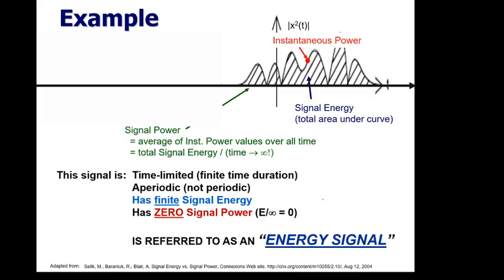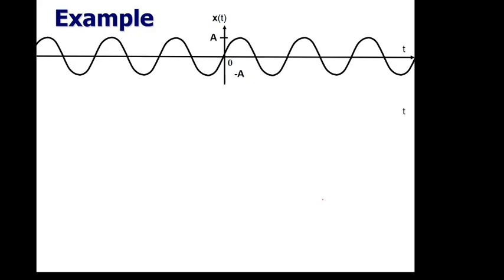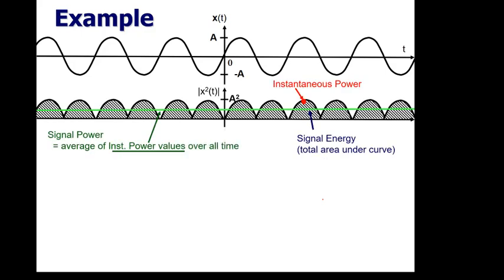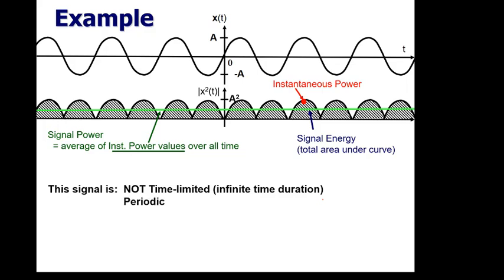And so we refer to this kind of signal as an energy signal, because energy is the appropriate quantity to describe it. That's as opposed to our periodic sine wave kind of signal, where again, if we square it, look at the total energy under that squared sinusoidal signal and take an average of the instantaneous power values, we get one value for the average signal power. This particular signal is not time limited. It has an infinite time duration. It is periodic.